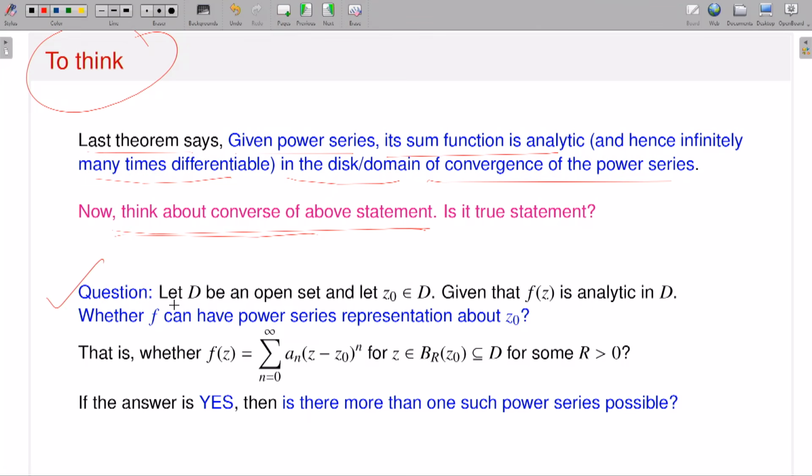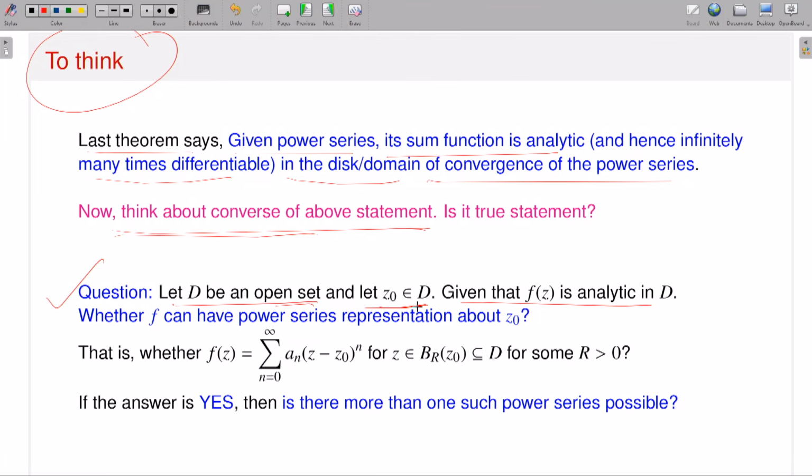So now think about the converse of the above statement. This is my question. I am starting with an open set and a point. Earlier I started with a power series, considered the sum function, and said that it is an analytic function. Now I am starting with an analytic function on some domain. So D is an open set, z0 is a point in D. Suppose f is an analytic function. Now the question is, can I have a power series representation around the point z0? That means, can I write my f in terms of a power series in a neighborhood of z0 for some r? And the answer is yes, you can do that.